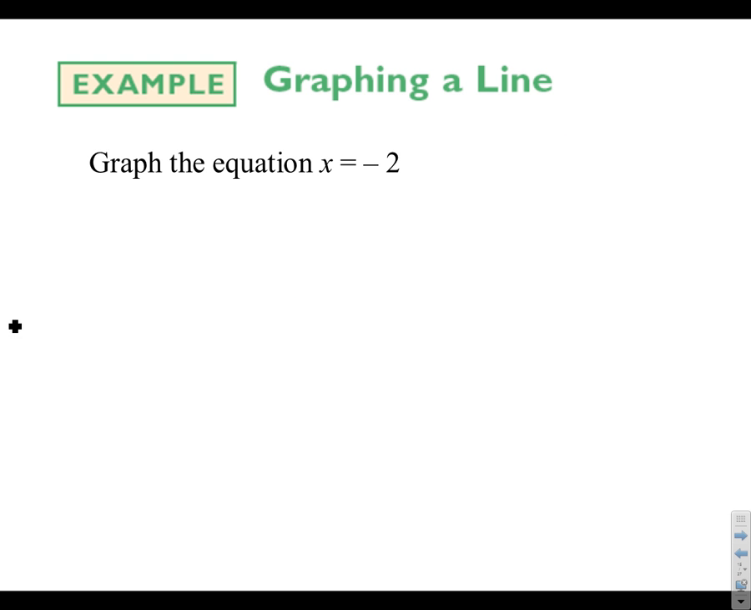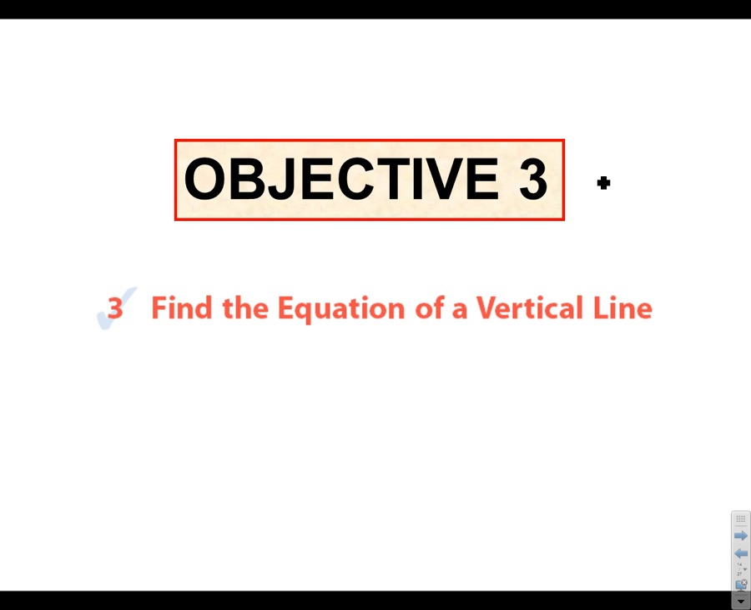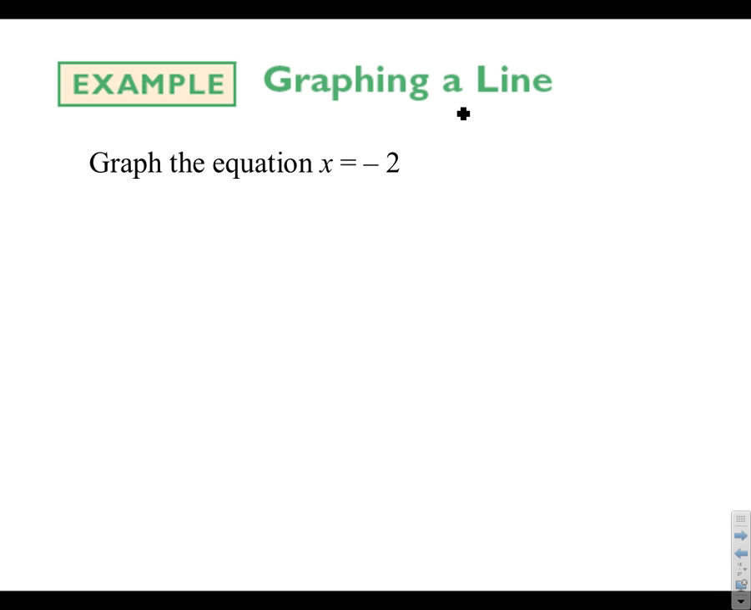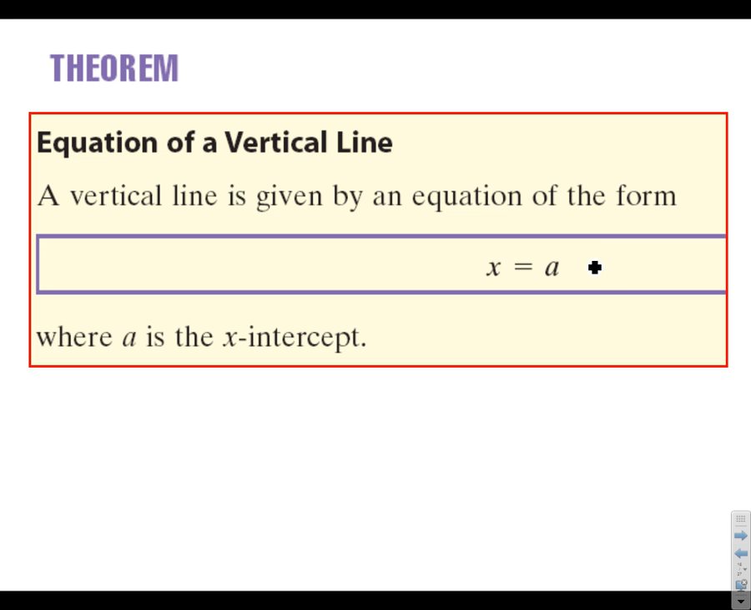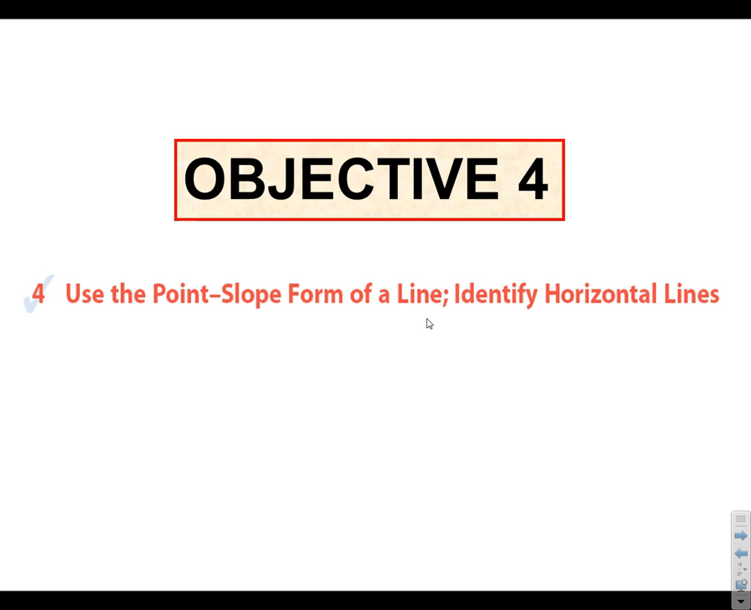Okay, let's take the equation of a vertical line. That's going to be x equals a number. If we were to graph this, we'll find x is negative 2. It doesn't matter what the y value is. It could be any y value, so if we connected them, we would have a vertical line. So here's your equation. If it's x equals a, it'll be a vertical line where a is the x-intercept. That's the point where you'll go through on the x-axis.